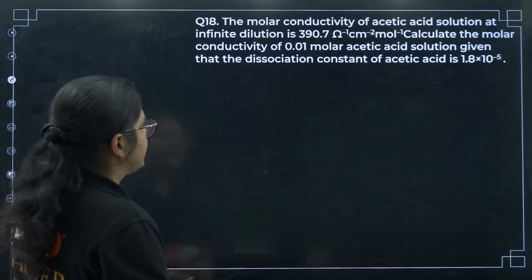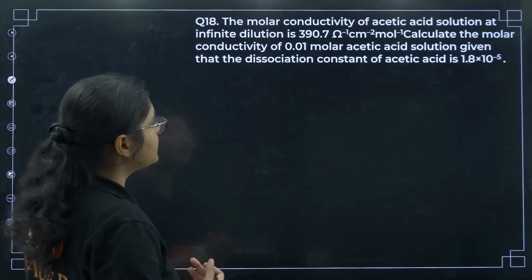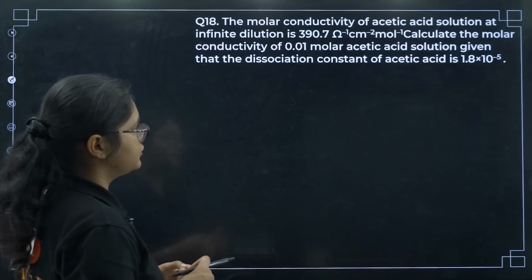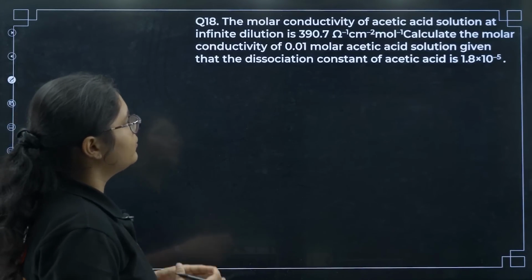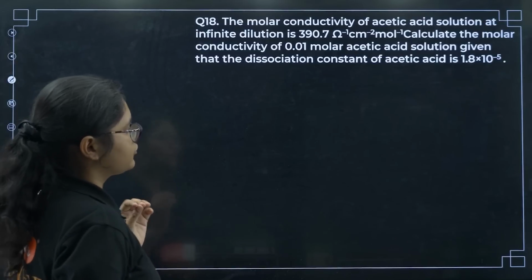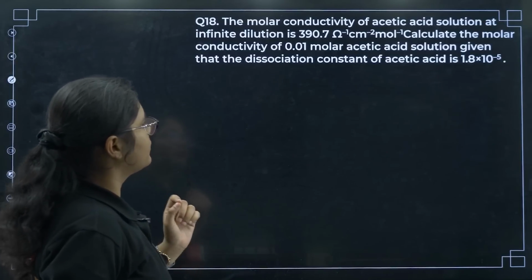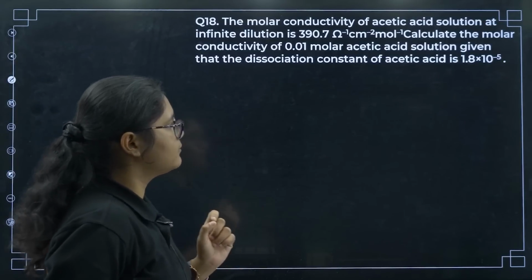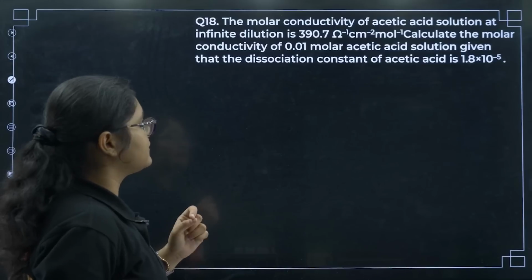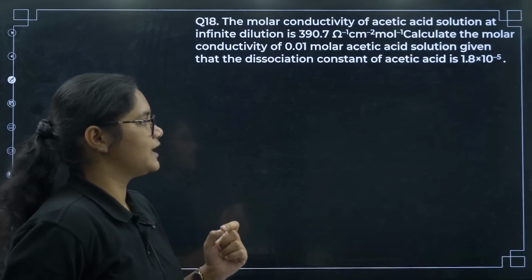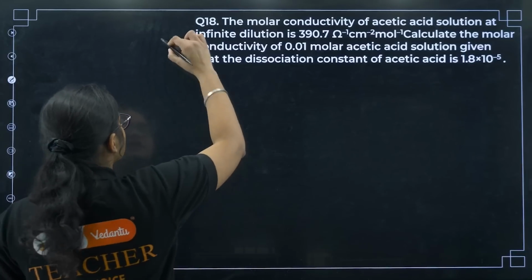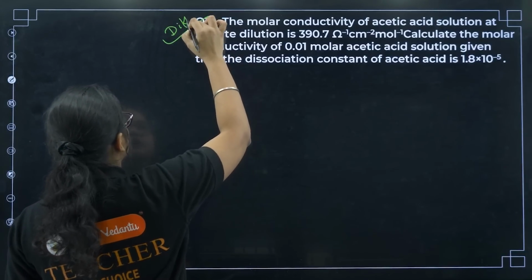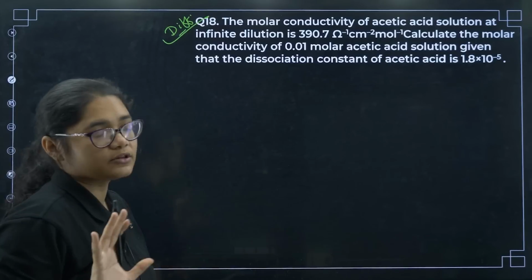Next, question number 18. The molar conductivity of acidic solution at infinite dilution is 390.7 S centimeter square mole inverse. Calculate the molar conductivity of 0.01 molar acetic acid given that the dissociation constant of acetic acid is 1.8 into 10 to the power of minus 5. This is a little bit difficult question because you should be remembering all the formulas.